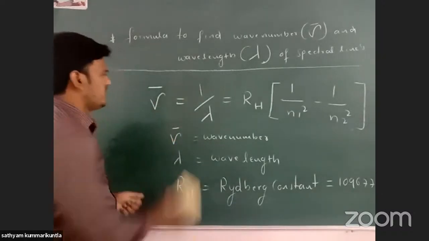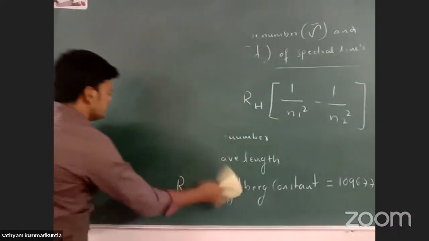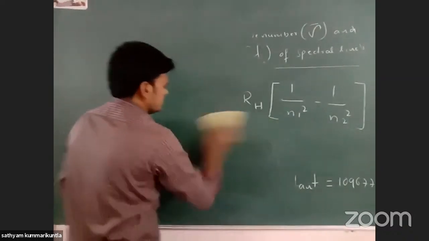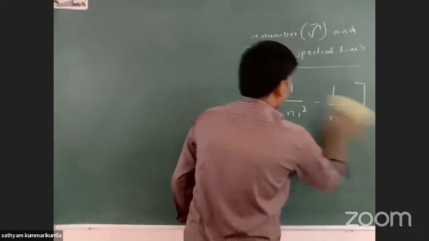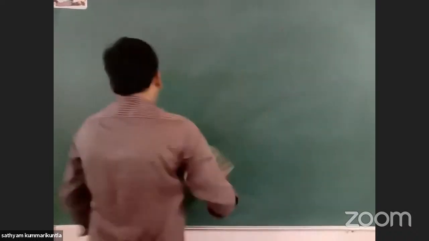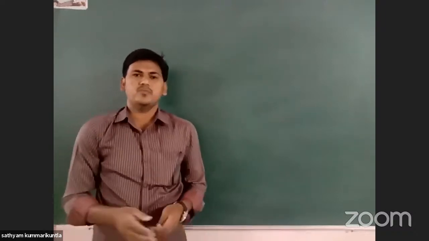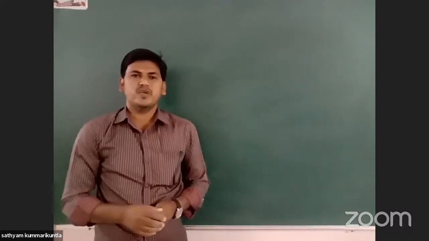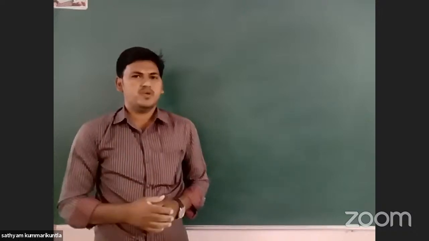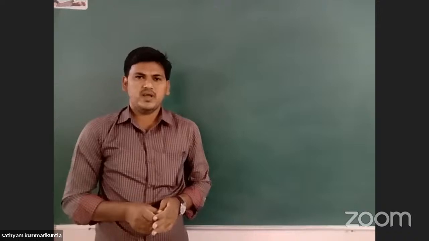Next topic. Actually there are 5 atomic models. First is Dalton's atomic model. Second is J.J. Thomson's watermelon atomic model. Third is Rutherford's atomic model. Fourth is Bohr's atomic model and hydrogen spectrum. And next is quantum mechanics.